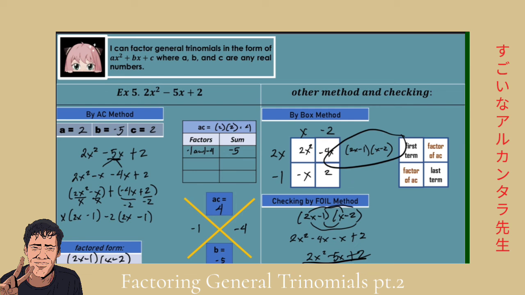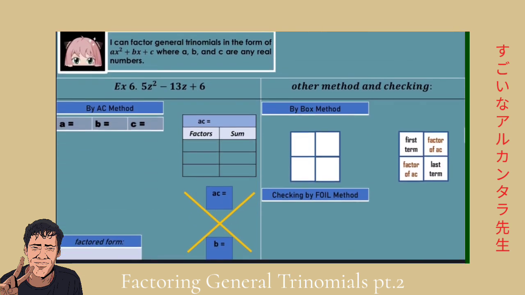So that ends our discussion for general trinomials where a, b, and c are any real numbers. You may also do this one on your own. Example number 6: you have 5z squared minus 13z plus 6. You may use any of the methods you want, or you may do all of them for practice. I'll leave this to you so that you have something to practice.